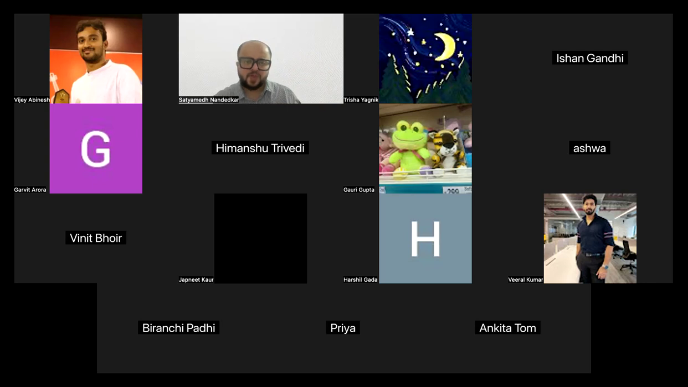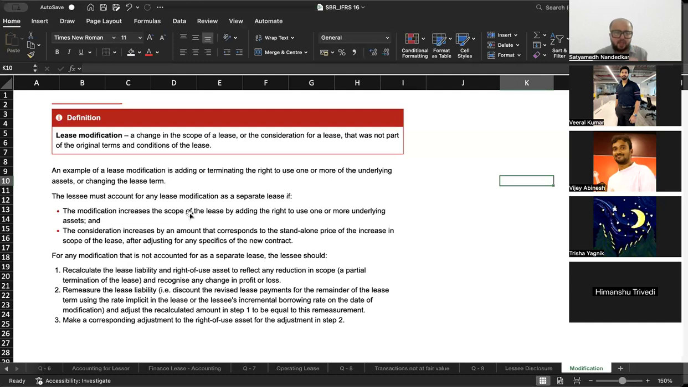Now you saw we discussed the reassessment of lease liability some time ago. A small extension of that is modification of lease. A modification of lease is a situation in which the lease term was modified. In some cases the lease rental could be changed. There is a small point that you need to understand when it comes to leases, which is a change in the scope of a lease or the consideration for a lease that was not a part of the original terms and conditions. So if your lease rental changes from 1 lakh to 1,50,000 and the duration of the lease changes, that is what lease modification is.